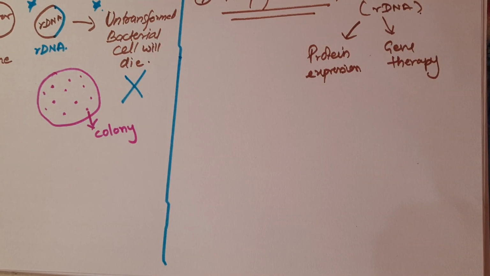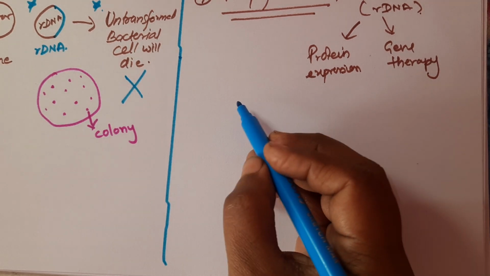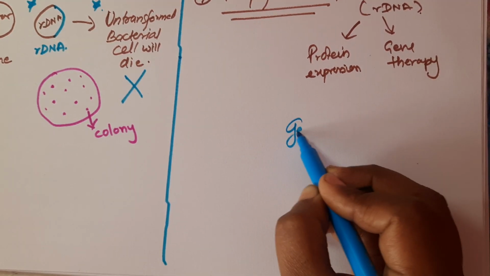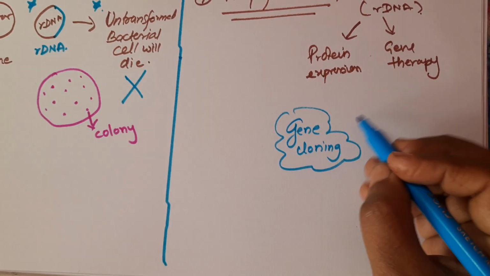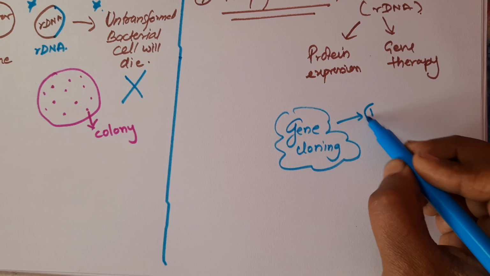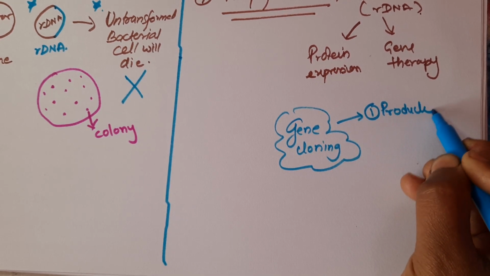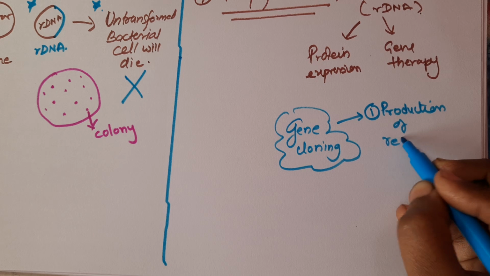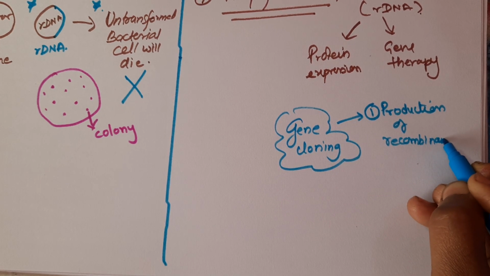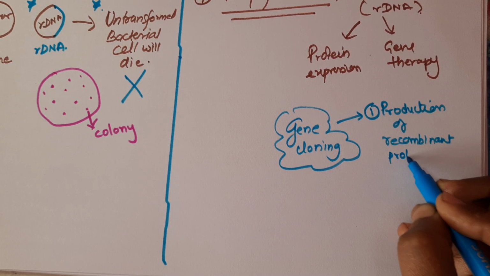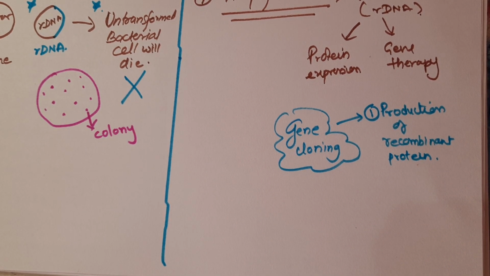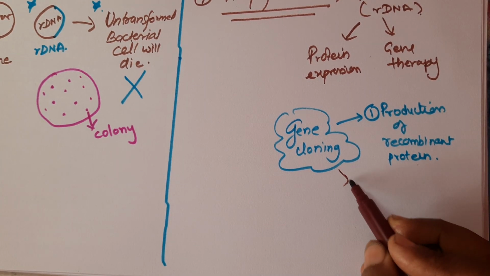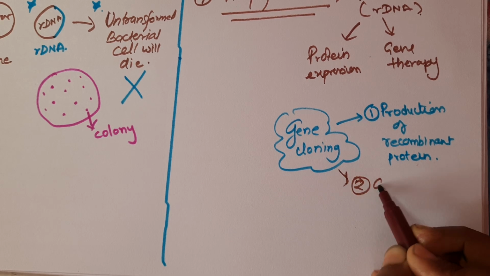Now quickly, I will give you the applications of gene cloning. Why do we use gene cloning? We use gene cloning for the production of recombinant protein. It is used to produce large amounts of therapeutic proteins such as insulin or growth hormone. Then, as I told you here, we can use gene cloning for gene therapy purposes.